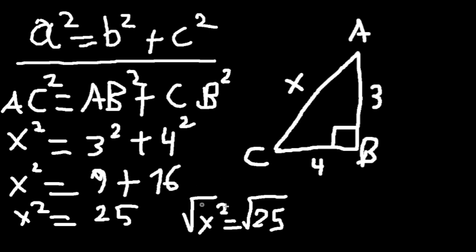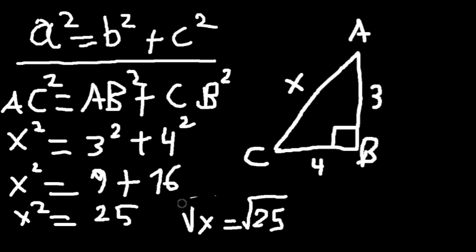Now, you want to root both sides so that they are both equal, right? And since square root and the square are like opposites, they cancel out, just like x and plus, these two cancel out. This one also cancels out, so this is just x.